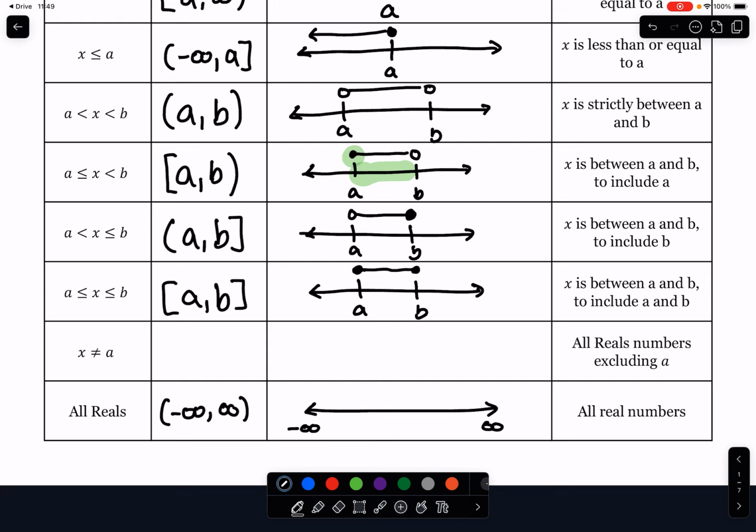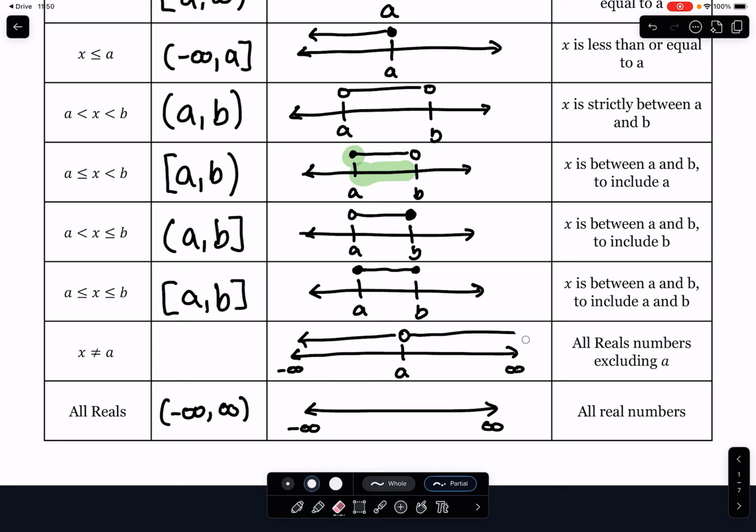Now, the reason I wanted to go with that one first is because the next one is all real numbers except, so we're excluding the value of a. So if we're going to include all real numbers, that will look like this: negative infinity, positive infinity. But since we're going to exclude the value of a, that means that there would have to be a point in this value from negative to positive infinity where there's going to be an open circle. So all the values to the right and all the values to the left, except for that one value somewhere between negative and positive infinity.